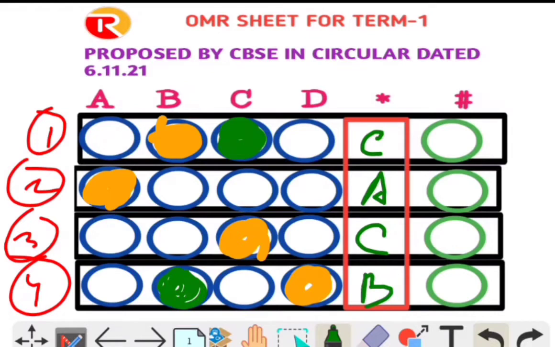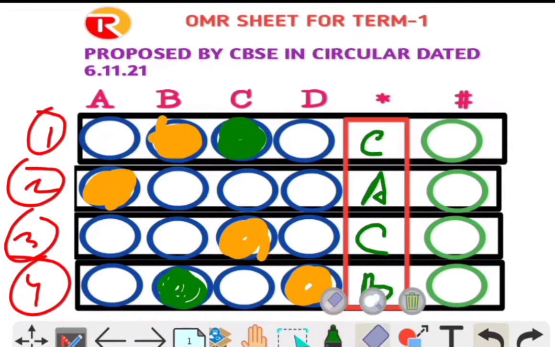Not that you haven't filled up the C circle but you have written C in the star box. No, you have to write the answer in the star box also. Suppose the answer is A, you have to fill up the option A circle, and you have to write A in the star box.